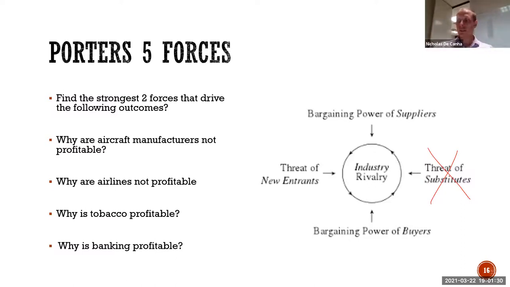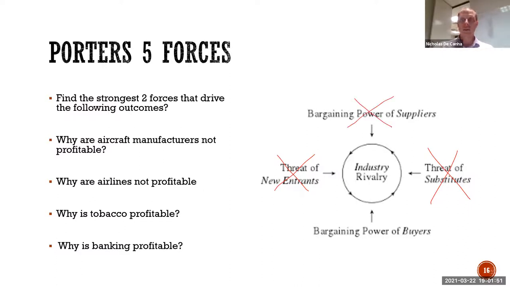So threat of new entrants, is it easy to become a major plane builder? No. This is billions and billions and enormous supply contracts. Okay, so we go, those two aren't probably big factors. There may be some nuances, but not too much. Suppliers to the airplane manufacturers, particularly strong.